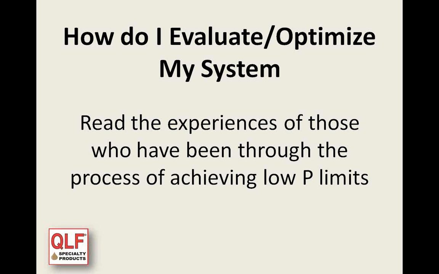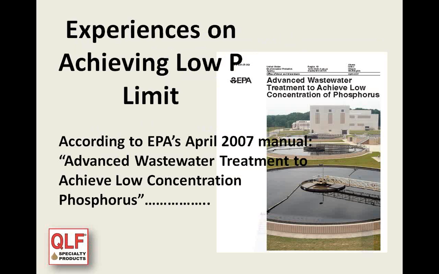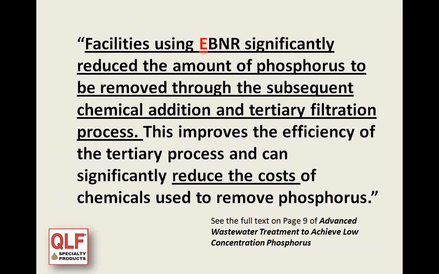One of the manuals that we have online, an EPA manual, provides information and catalogs information on treatment plants that have already had to achieve low P limits. And that's this manual. It's Advanced Wastewater Treatment to Achieve Low Concentration Phosphorus. It's April 2007. A little bit old, but the information is still pretty good.